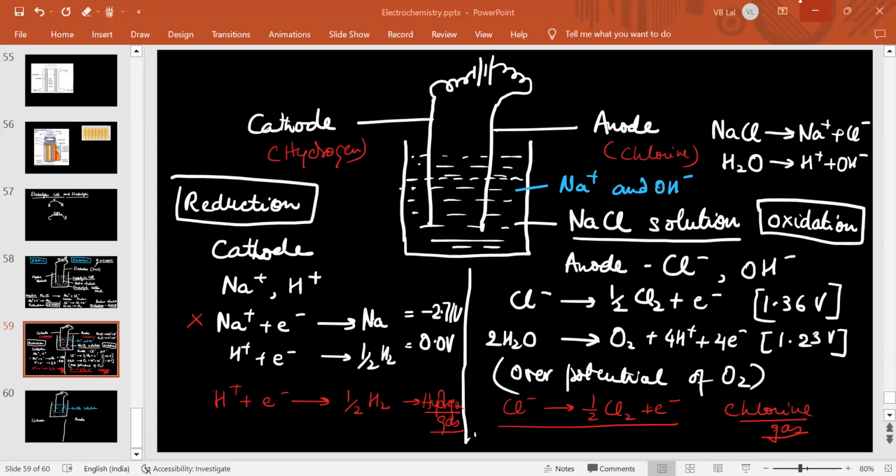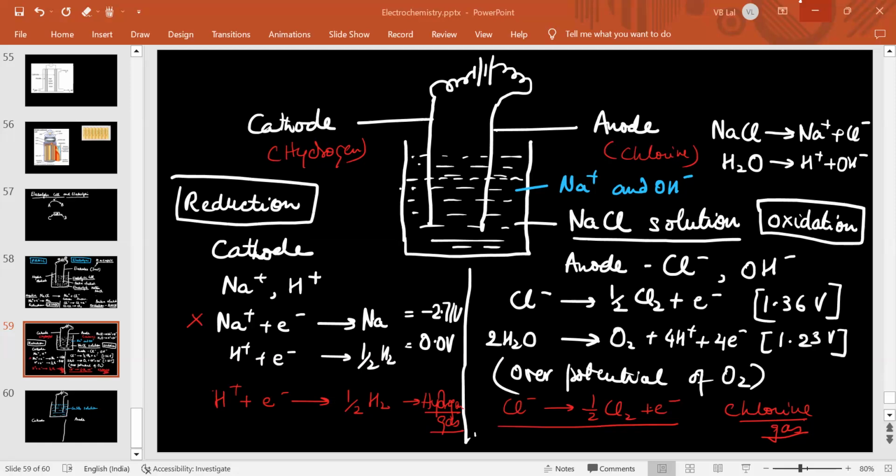Now what happens at the anode? The negatively charged ions move towards the anode. So these negatively charged anions, they move towards the anode. Now, two things can happen at the anode. The chloride ions can get oxidized, or the water can get oxidized to oxygen.